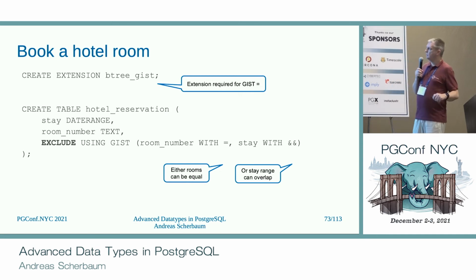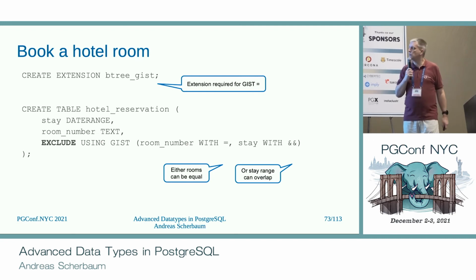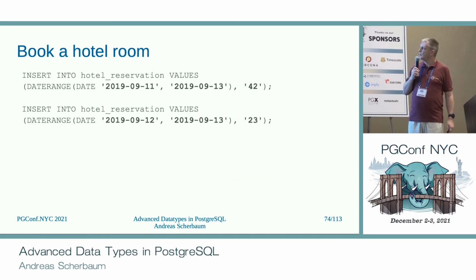And now I have my reservation table here. In this case, it's hotel reservations. I have a date range with two values. Someone is staying from this date to this date. Date ranges already exist in Postgres. I have a room number. And then I want to exclude any row which has the same room number and an overlapping stay. So equal is same room, and these two ampersands here mean overlapping stay. I'll show you a couple more examples in a moment. So Postgres will find out that you cannot double book a room.